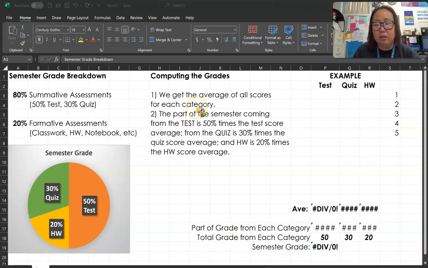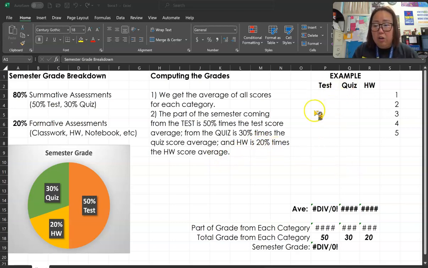Now, each of those categories gets multiplied by its corresponding weight or the percent. So for example, if you want to know how much of the grade is taken from the tests, the test score average is always multiplied by 50% or 0.5. All the quizzes, if you get the average of that, you multiply that by 0.3 or 30%. Same scenario with homeworks. All the homework average, multiply that by 20% or 0.20.